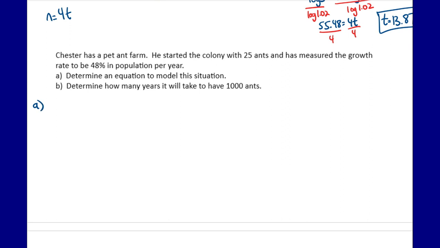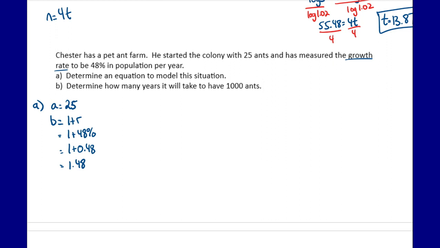Right, so for A, this is going to be our general modeling. So we're looking for our initial value and our growth factor. Our initial value is 25. We have 25 ants that we start with. Our growth factor in this case, because it's growing, it says growth rate, is going to be 1 plus the rate, or in this case, 1 plus 48%, or 1 plus 0.48, which is 1.48. Right, so you don't need to show all of those steps. You might be able to determine that right away. I'm just writing it out just so you kind of see the process.